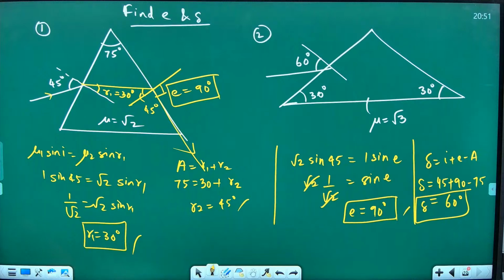Did you get E as 90 degrees or R2 as 90 degrees? R2 90 means how will E be 90? It means the angle of incidence and angle of refraction are the same. Sir, some different root 3, sine inverse... the angle of emergence is sine inverse of root 3. Huh? Is that possible? Root 3 is 1.732. Can sine have more than one value?